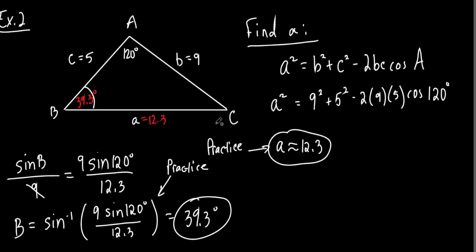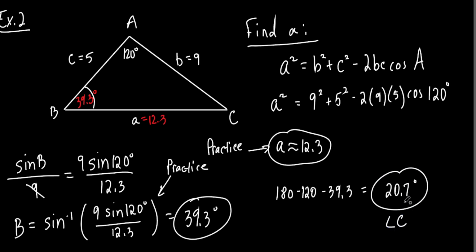All right, one more thing we got to find. What's the only thing we don't know now? Angle C, super easy, no trig, no law of sines, no law of cosines. Just go 180 minus the other two angles. 180 minus 120 minus the one we just found, 39.3, gives you about 20.7. These are all approximations. I'm putting equals there, but they're all approximations. That's angle C, and that can go right here, 20.7 degrees. And there you go.